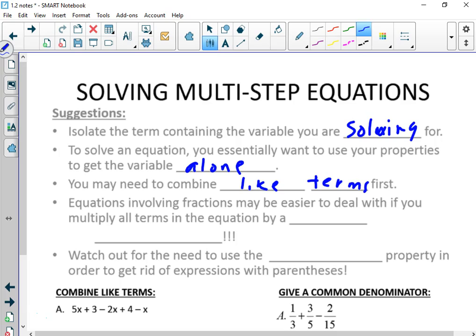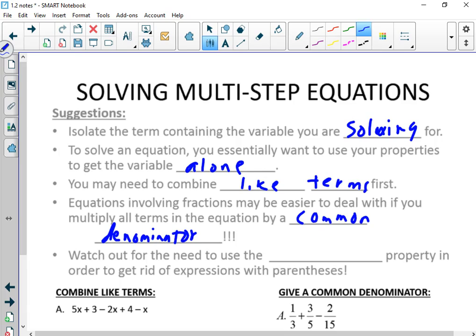Okay, equations involving fractions may be easier to deal with if you multiply all terms in the equation by a common denominator. In other words, if you multiply it by a common denominator, you get rid of the fractions. There'll be no fractions left. Okay, they're gone.